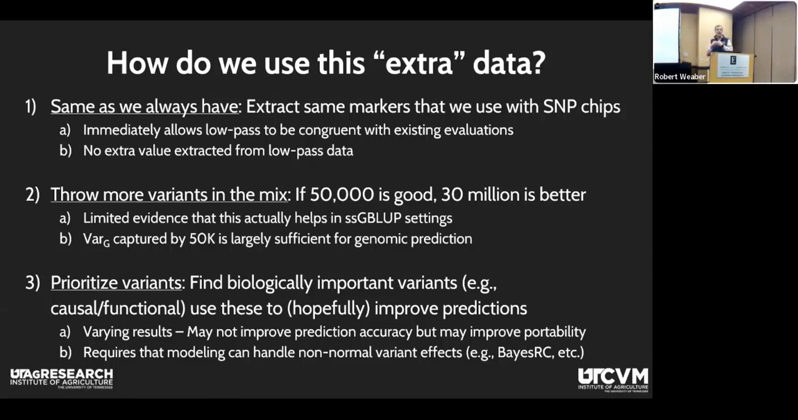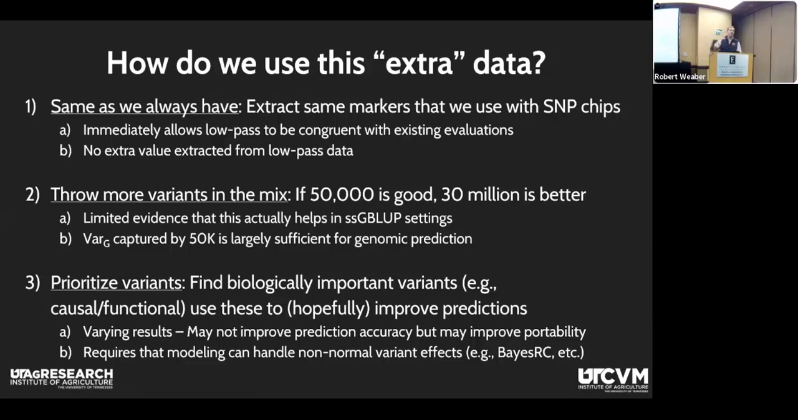We can use these things side by side, but we're not getting any extra value in this case out of utilizing our low pass sequencing and imputation approach for genotyping. The next thing that people have proposed with this scale of data is that if 50,000 SNPs is good, must 30 million be better? There's limited evidence that that's the case. So unless we're actually making changes to the way that we do genomic predictions, this additional variation isn't by default going to improve the quality of what comes out the other side of single-step GBLUP, for example.